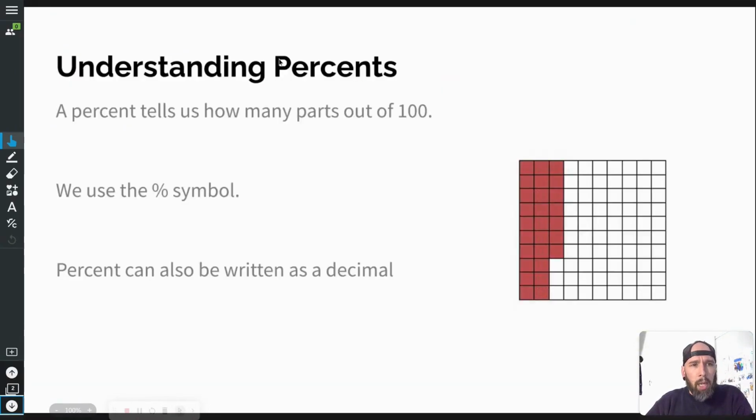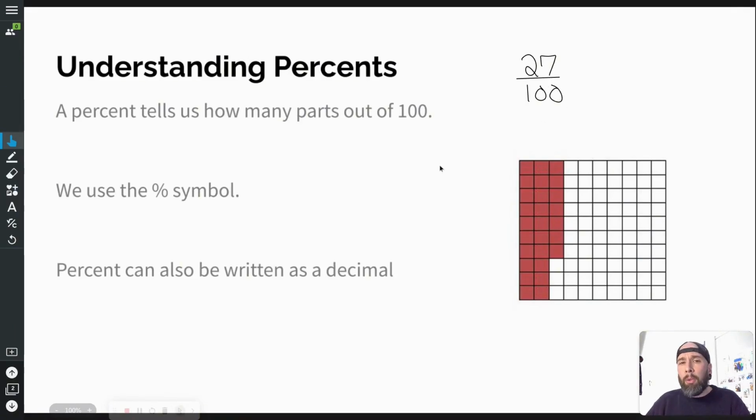All right. A percent tells us how many parts out of 100. Percent really honestly means out of 100. So we use this symbol right there to represent what a percent is. We look at this grid of 100 squares, and out of those 100 squares we have 27 of those filled out. So 27 hundredths is filled out.